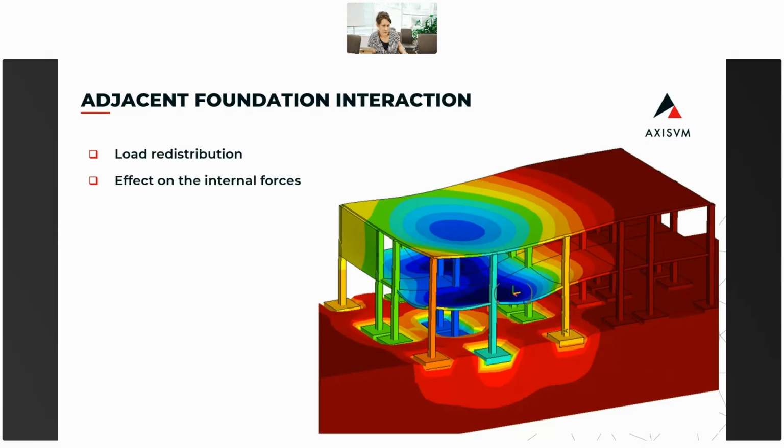One of the consequences of this interaction is load redistribution. As the deformation of the structure changes, the load transfer within the building also changes. The internal forces are redistributed between the columns, walls, and foundation. And this is the most important reason why soil interaction is not just about settlement. The structural consequences can sometimes be more significant than the settlement itself.